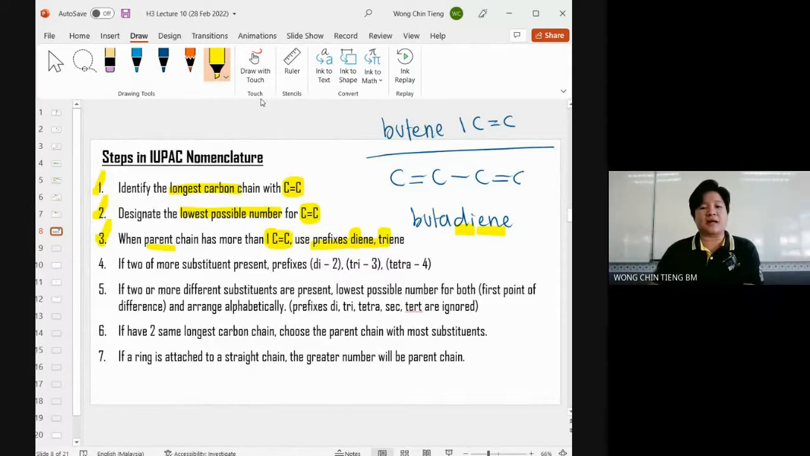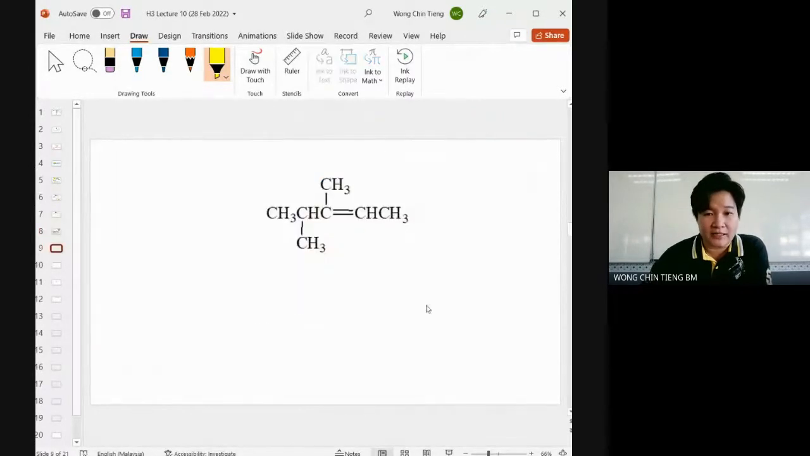The rest adalah sama. When you have more than 1 substituent, you use prefixes. When you have more different substituent, the lowest possible number kita bagi dulu, and then sama. Alright, the rest adalah sama. Kita akan tengok soalan terus.